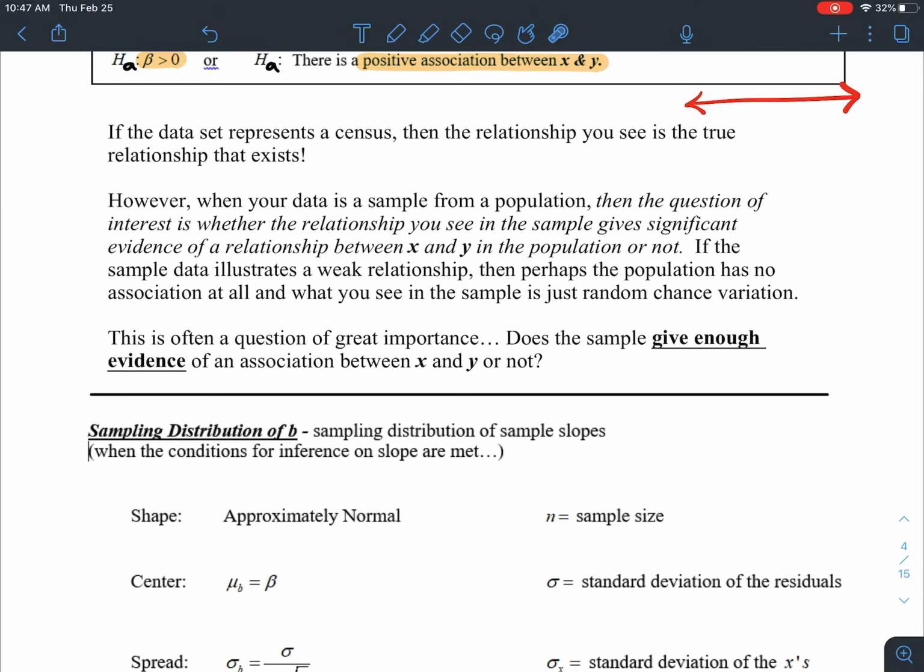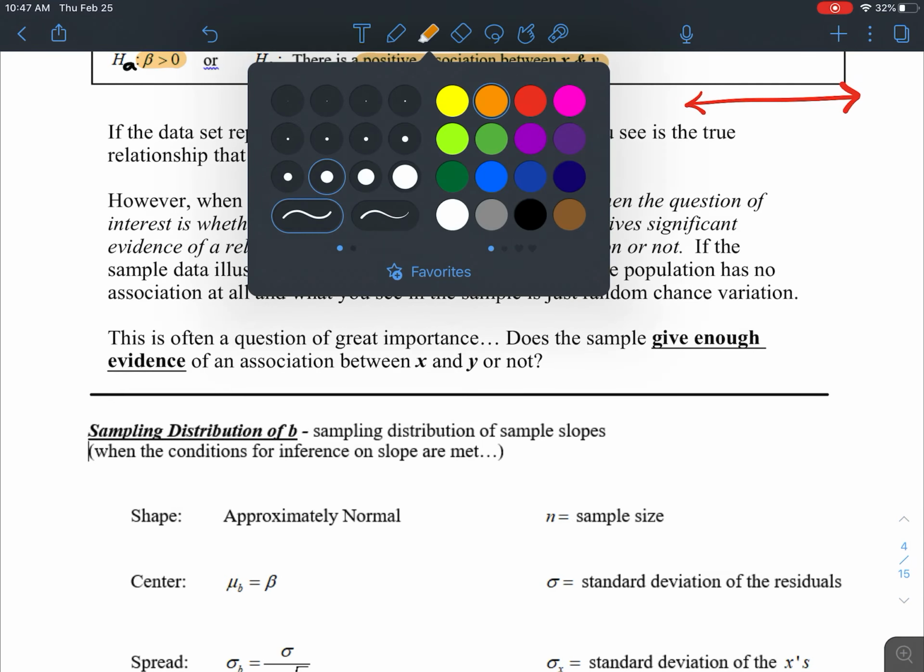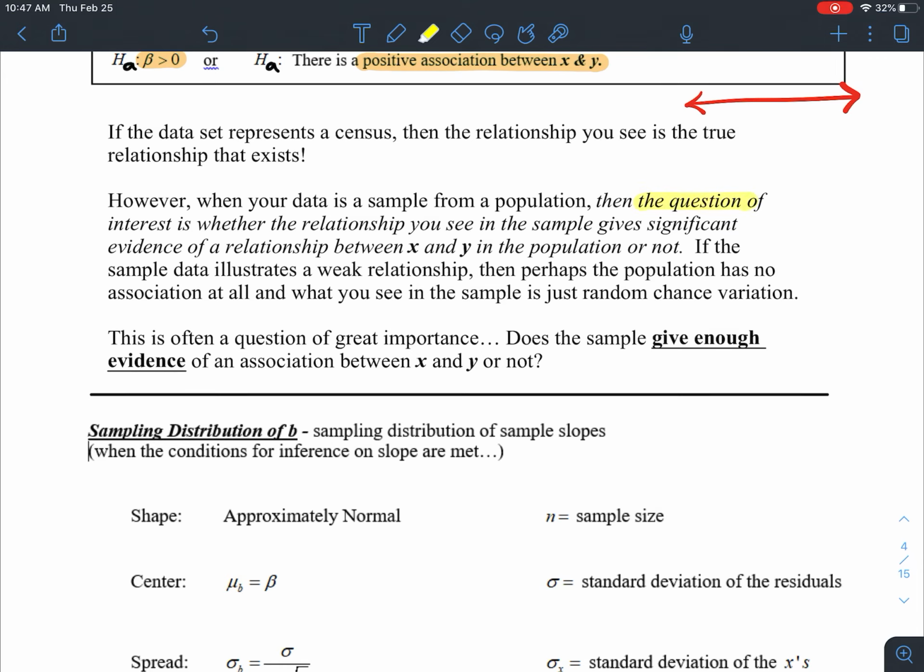Okay. Now, once again, if the data represents a census, then the relationship that you are seeing in your scatter plot, that's the true relationship. But oftentimes we don't have that population scatter plot, and instead what we have to look at is just a sample scatter plot. And so that then brings into question whether the relationship that we're seeing in the sample is giving us significant evidence of the relationship between X and Y that exists in the population or not.